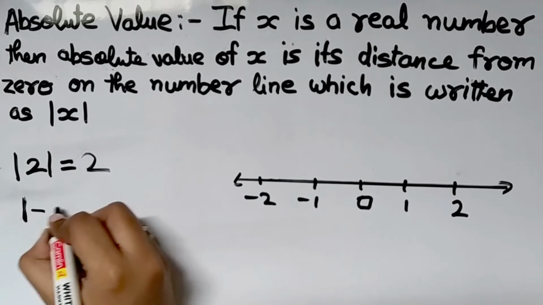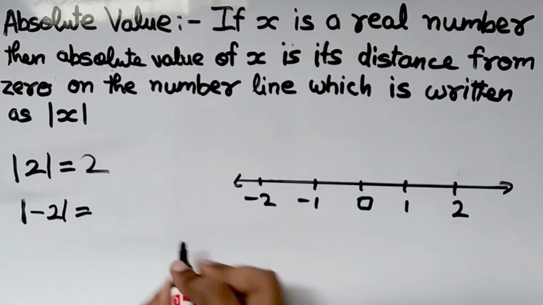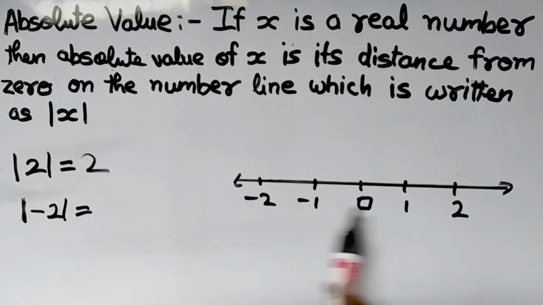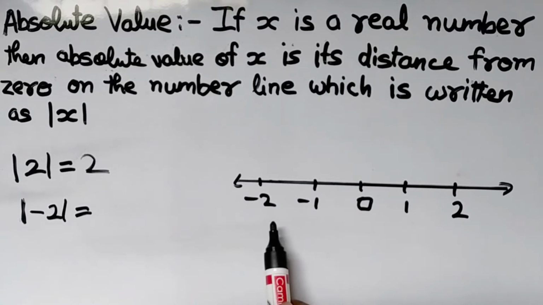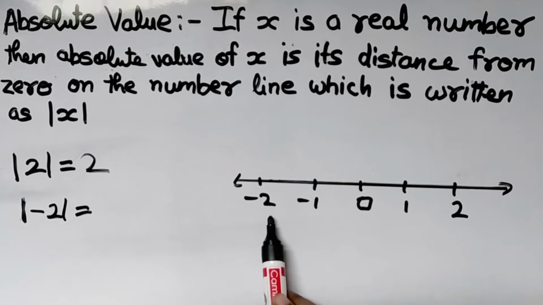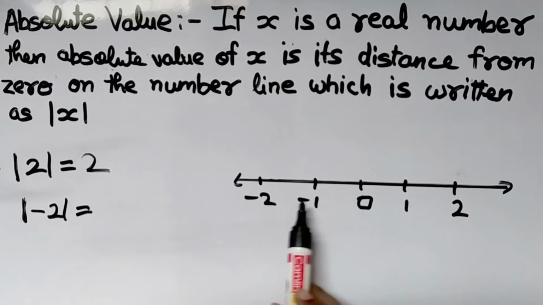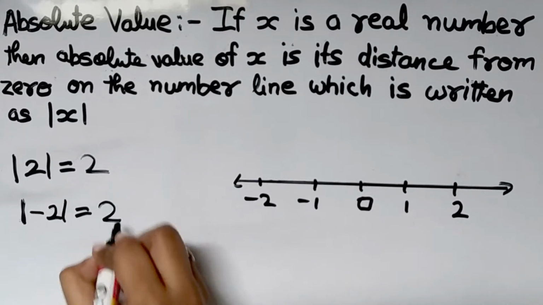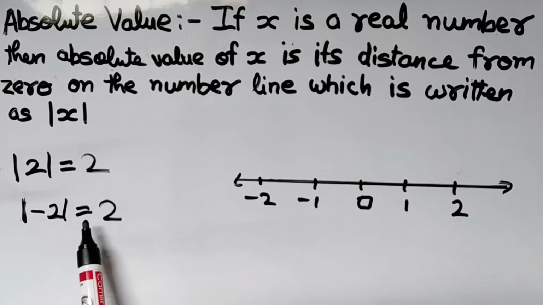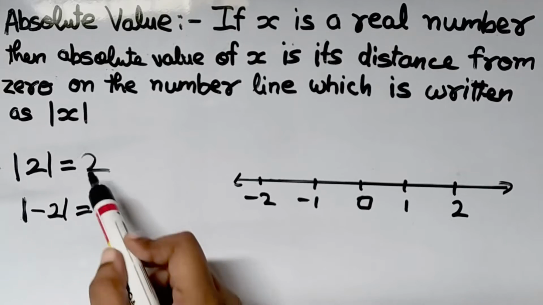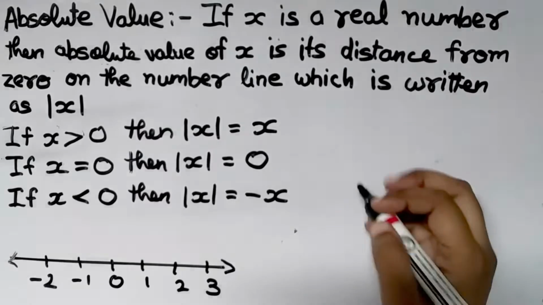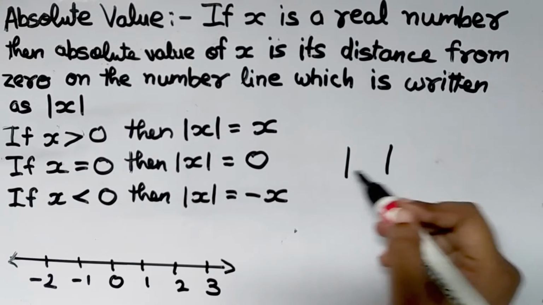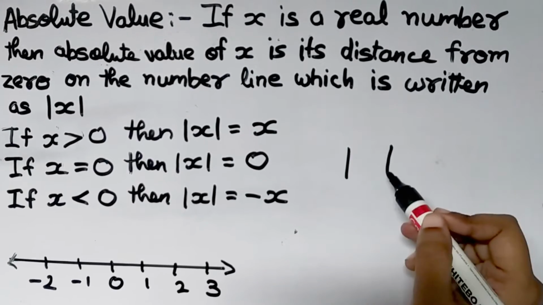Now the absolute value of minus 2 is equal to... minus 2 is here. Now the distance of minus 2 from 0. 0 is here and minus 2 is here. So absolute value means the distance of minus 2 from 0. So how much? 1, 2. The distance of minus 2 from 0 is 2. From this we can see the absolute value is always positive. The absolute value of any number we write inside this symbol, which is called the modulus sign, or mod.